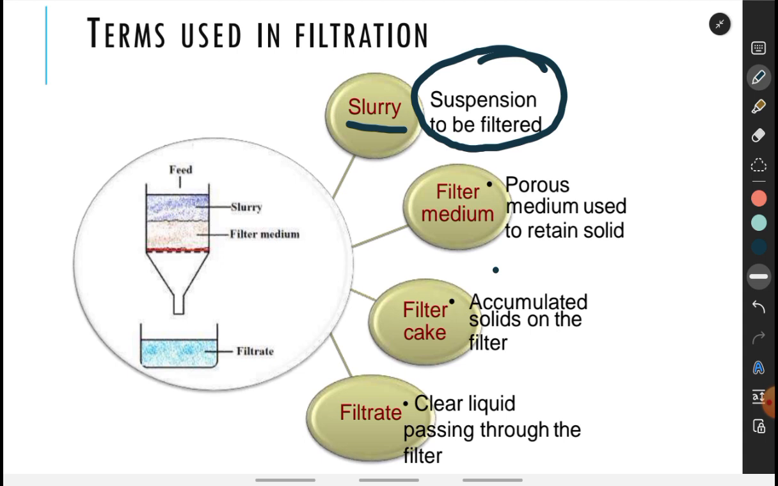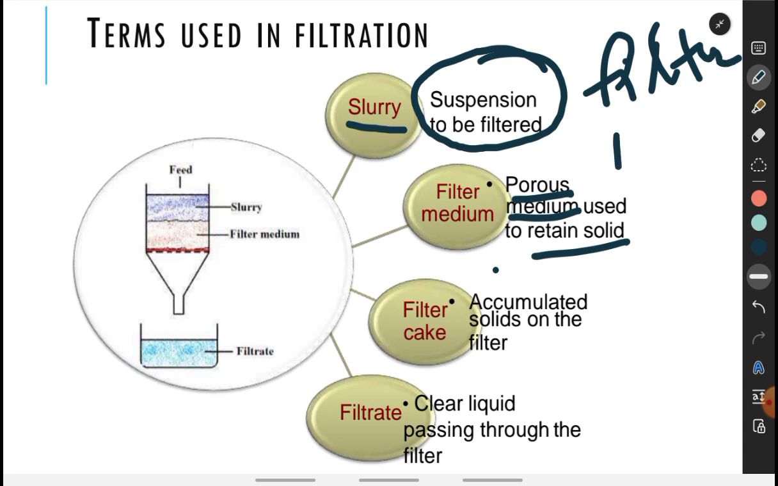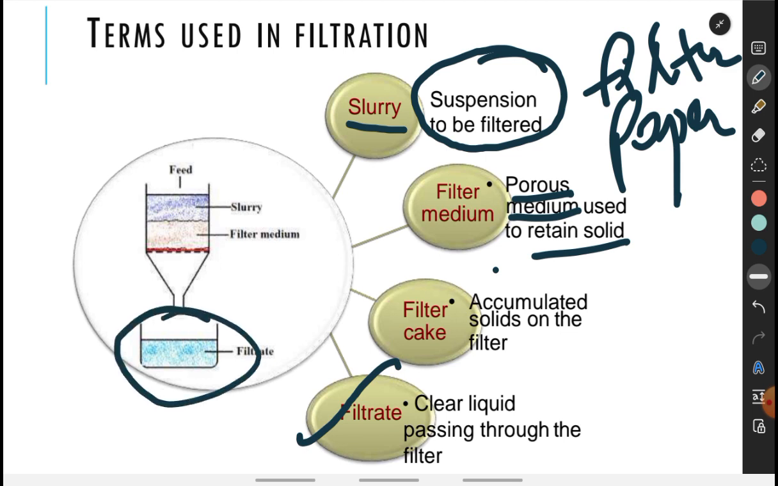Then filter media, that is the porous medium which retains the solid. That is your filter paper. You can say the filter paper is your porous medium. Then the filter cake. The filter cake is basically the solid that is accumulated on your filter media, or you can say filter paper. Then last is the filtrate, that is the clear liquid. Here you can see the clear liquid. When you do filtration, the clear liquid that passes through the filter medium is known as the filtrate.